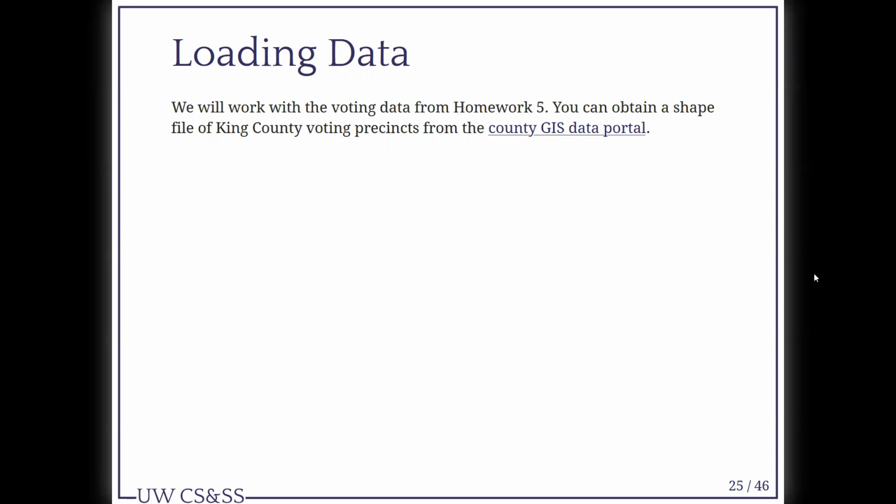Okay, so I'm going to load some data in order to show off some of these features. I'm going to be working with the voting data from homework 5. You can obtain a shapefile of King County voting precincts from the county GIS data portal. It's really nice living in a big city, and they just have that line around.